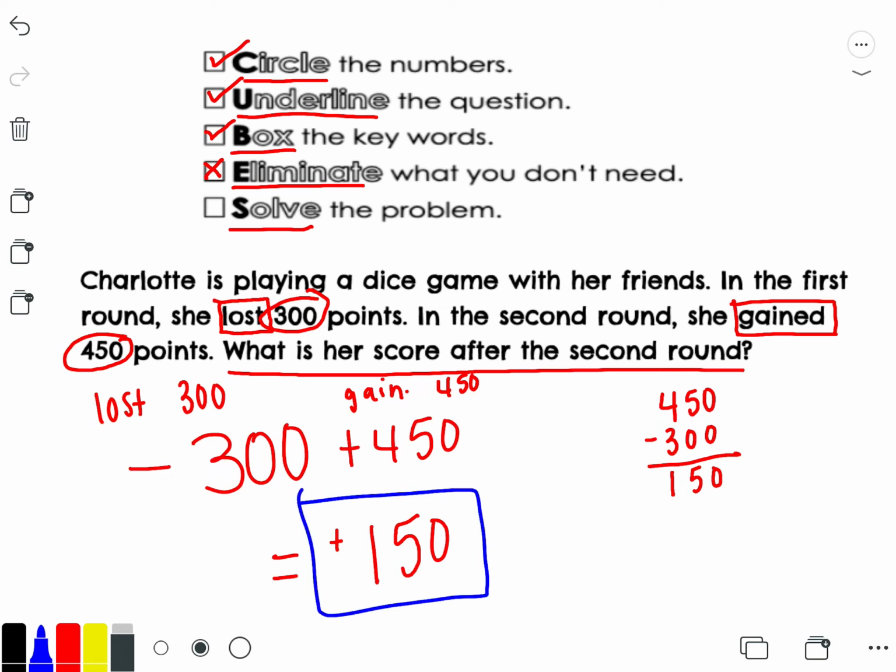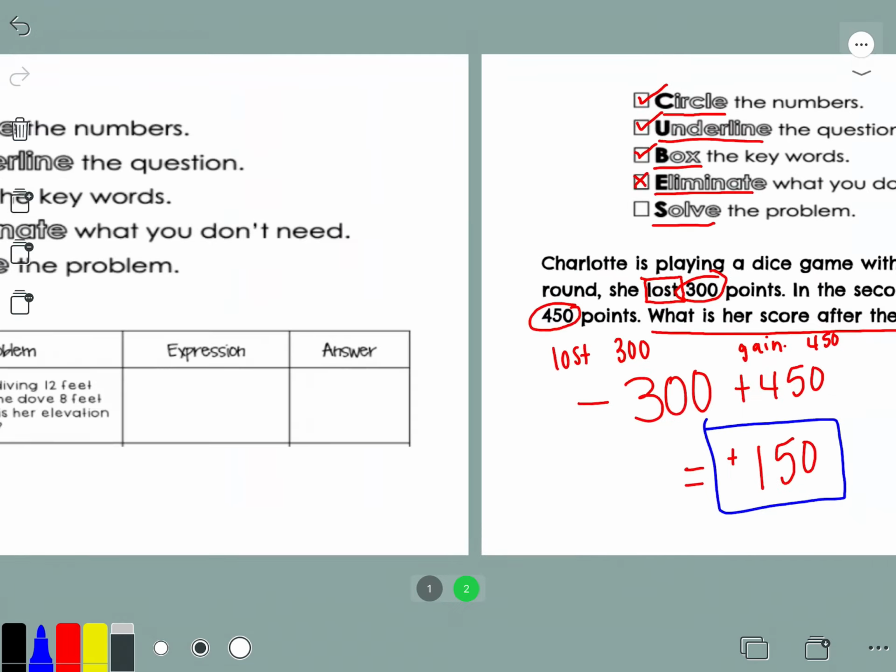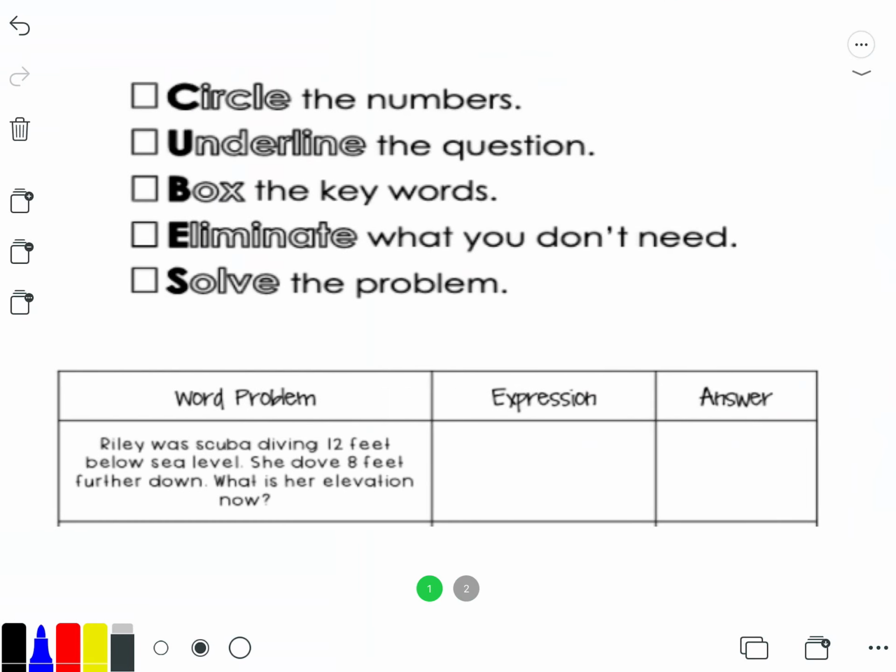So now let's try another example. All right, example 2. So we're using the same strategy with cubes. So first we're going to circle the numbers, then we're going to underline the question, box the keywords, eliminate what we do not need, and solve the problem. So the problem says Riley was scuba diving 12 feet below sea level. She dove 8 feet further down. What is her elevation now? All right, so let's circle the numbers. So what numbers do you see? All right, good job. So we see 12 feet, and we also see 8. All right, so I circled.